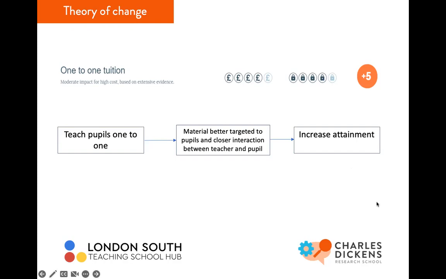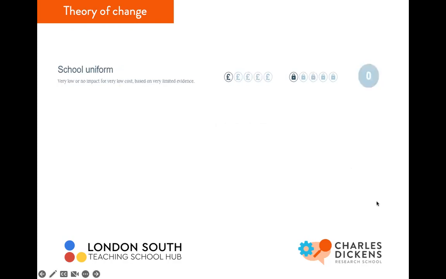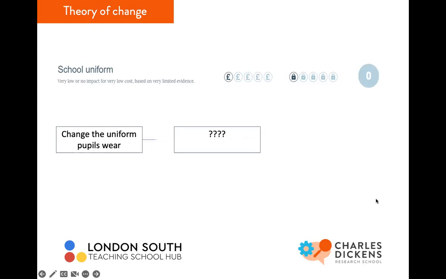Let's have a look at perhaps a less clear non-example, looking at school uniform. So consider the thinking behind this one. How will changing the uniform that pupils wear deliver improved outcomes? The intention behind it may be that higher expectations of uniform will equate with higher expectations of teaching and learning and improved behaviour, which in turn will lead to improved outcomes. But these causal links in the chain are far less clear. Here are a couple for you to have a go at.